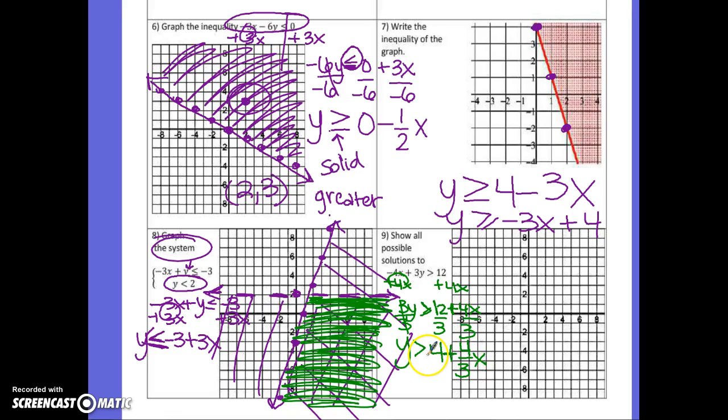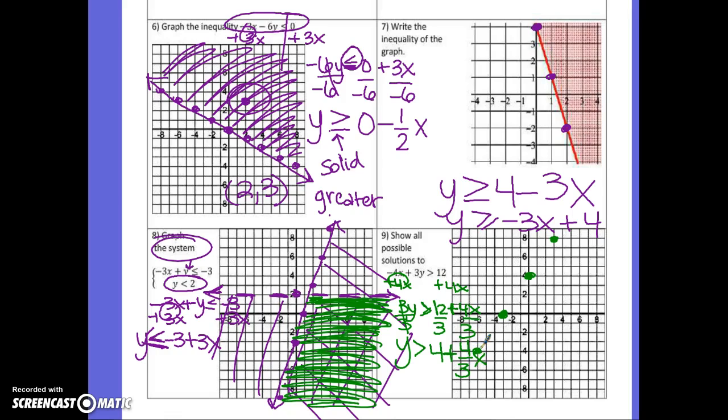So we're going to start on the 4. And we're going to go up 4 positive over 3. 4 up, 1, 2, 3, 4, 1, 2, 3. We're going to go the other way, 1, 2, 3, 4, 1, 2, 3.